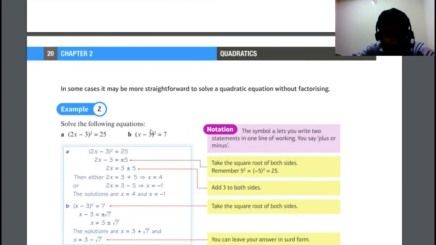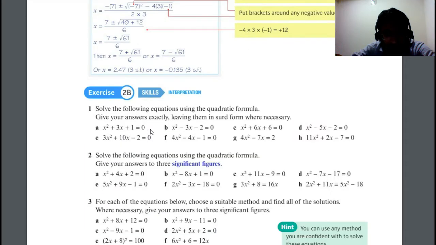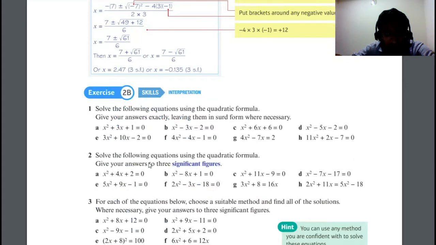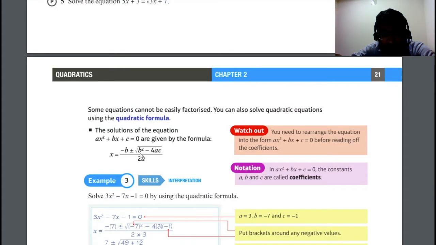The second example is also the same. Then we have the quadratic formula. If you're asked to use the quadratic formula in the question, you use this formula: x is equal to minus b plus minus root b squared minus 4ac over 2a. If b squared minus 4ac is greater than 0, then you'll have two separate roots. If b squared minus 4ac is equal to 0, you'll have one repeated root. And if b squared minus 4ac is less than 0, then there will be no real root.